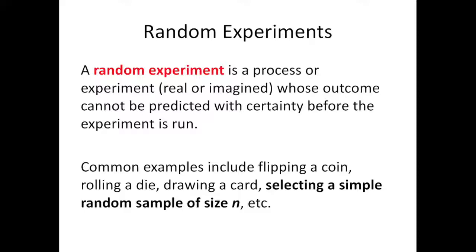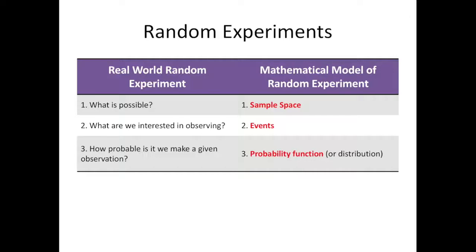So every random experiment has three key components that need to be modeled mathematically. If you think about the example of rolling a die, first we might be interested in what is possible. So if it's a six-sided die, we would say, well, I could get a 1, a 2, a 3, a 4, a 5, or a 6. In our mathematical model of a random experiment, what is possible will be answered with a sample space. We'll explain that more in upcoming slides.